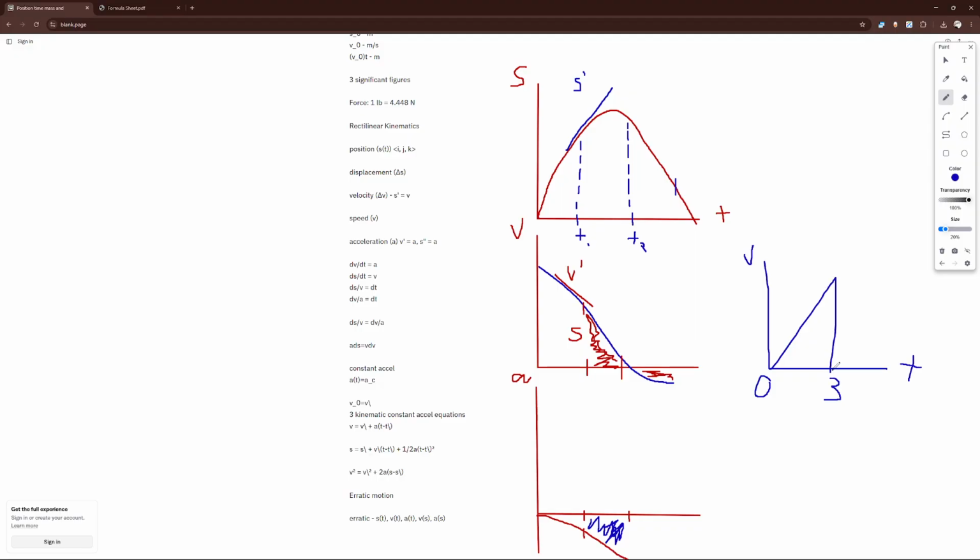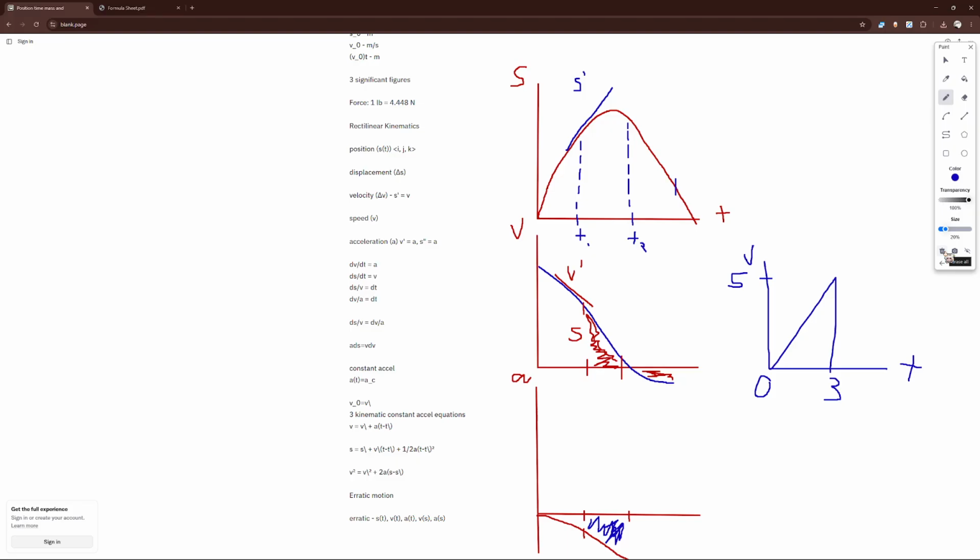Area under the curve is pretty easy for a triangle. It's just the area of a triangle, half BH. So the base is 3. The height is, let's say, 5. So 15 over 2, 7.5. There you go. That's your displacement, 7.5 meters. Right? That all makes sense?